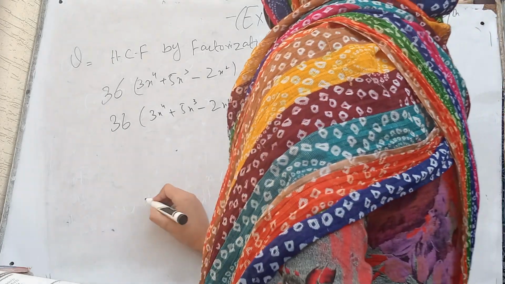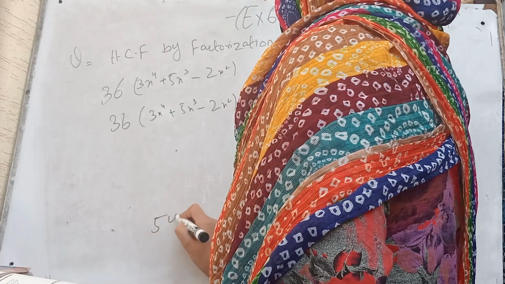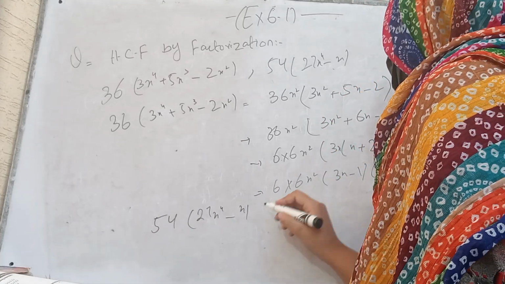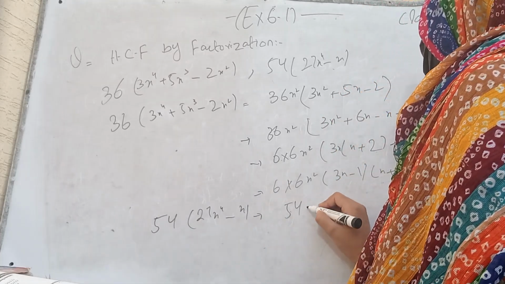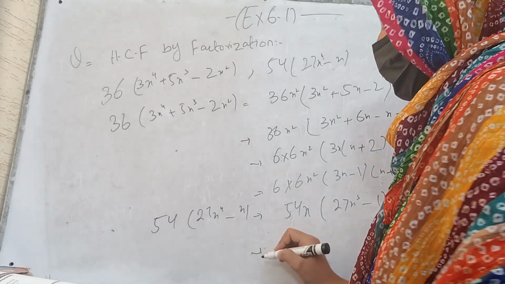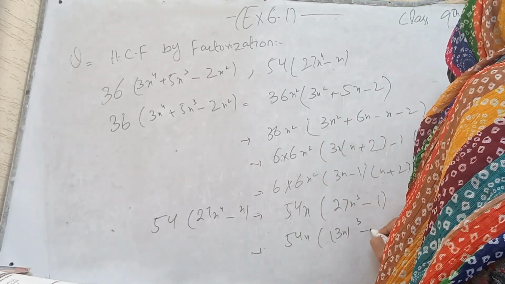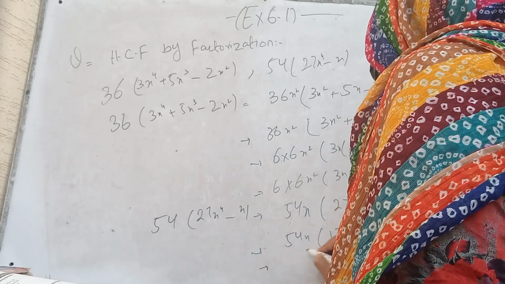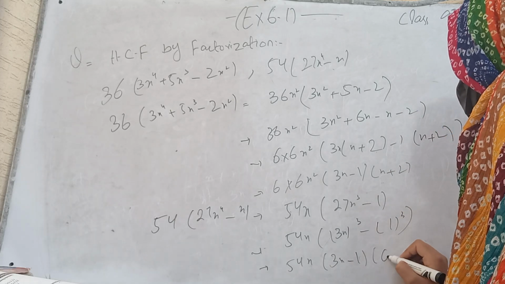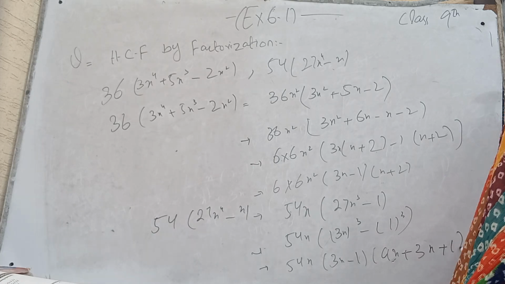The next we have 54x to the power 4 minus x. So 54x common, 27x cube minus 1, which is 54x, (3x) whole cube minus 1 whole cube. Using the formula a cube minus b cube, we open it: 3x minus 1, 9x square plus 3x plus 1.